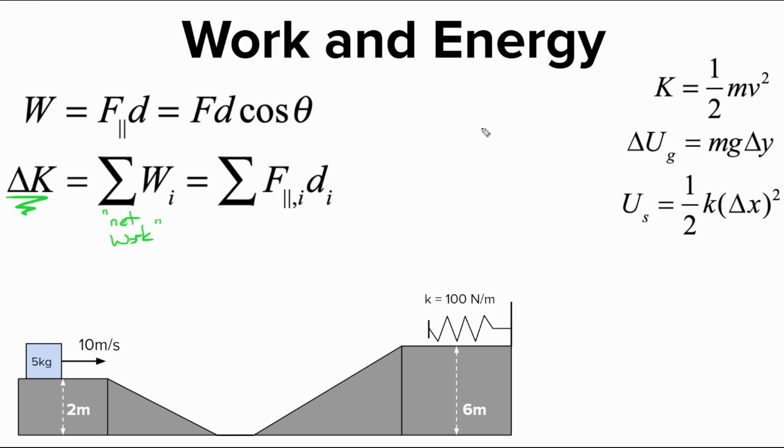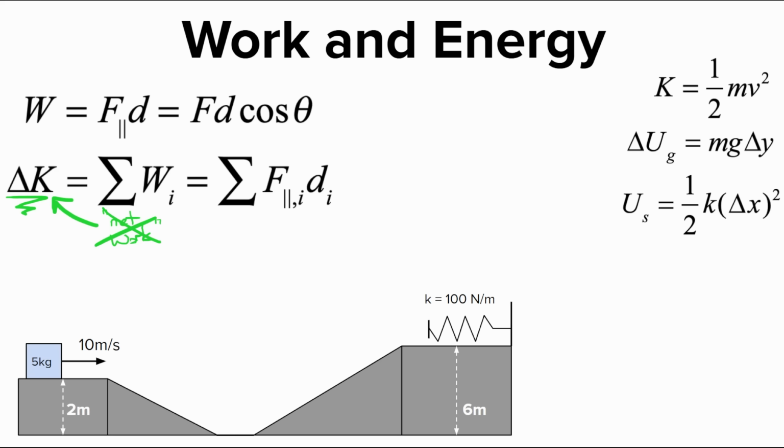An individual amount of work might change your spring energy, or your gravitational energy, but the net work done on an object is going to be the change in kinetic energy of that object. So if you ever hear net work, just replace it in your mind with change in kinetic energy. That's usually easier to find.